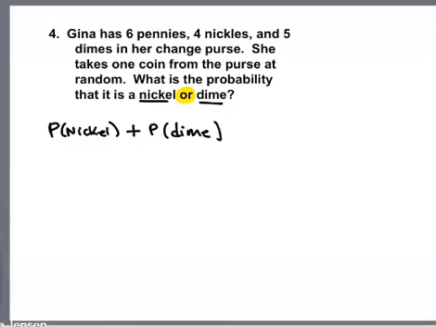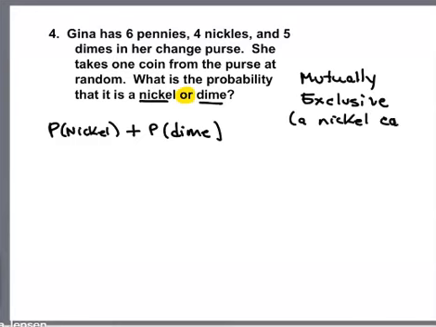Okay, so this is what we mean by mutually exclusive. Mutually exclusive. It means there's no overlap. So this is mutually exclusive because a nickel can never be a dime, right? I'll show you a case where there is overlap shortly, but a nickel can never be a dime.